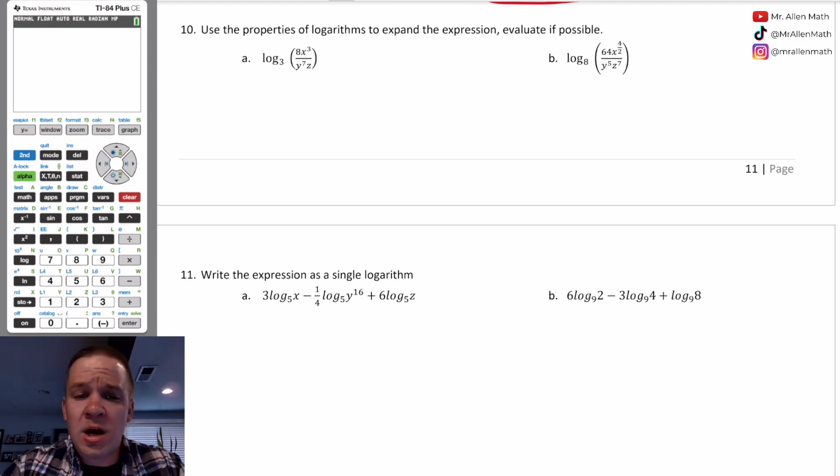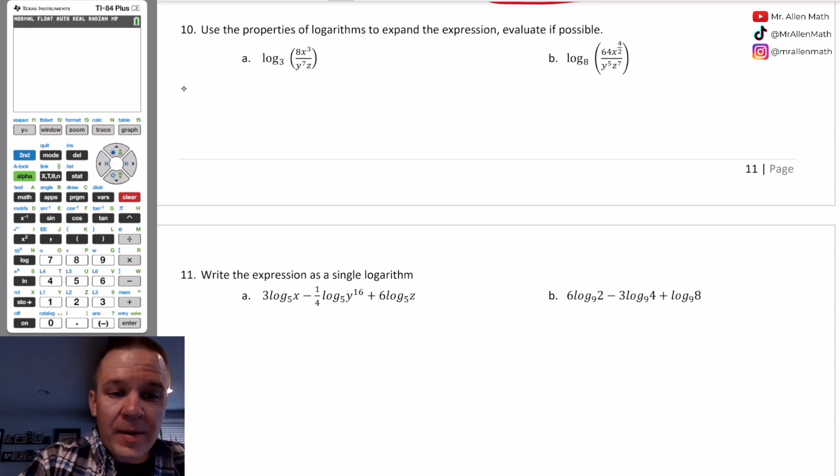All right, so the first one, log base 3 of 8 times x cubed divided by y to the 7th times z. So we're going to have addition when we expand the numerator, subtraction when we expand with that denominator, right? Because we're dividing, so it becomes subtraction. All right, so we've got log base 3 of 8.